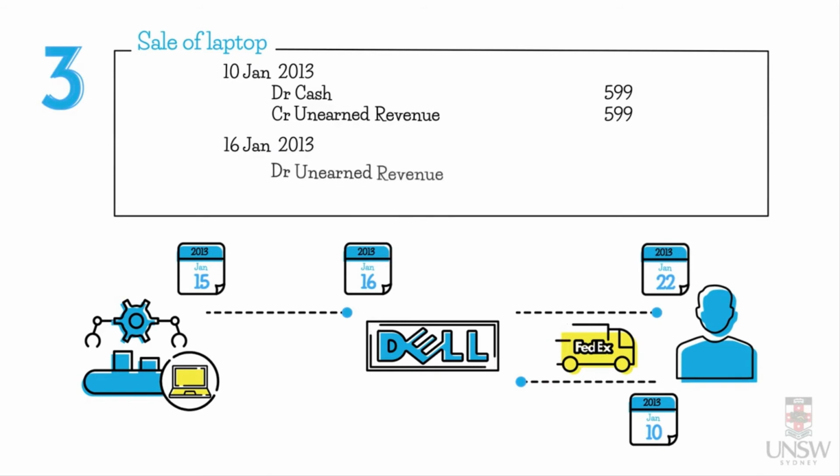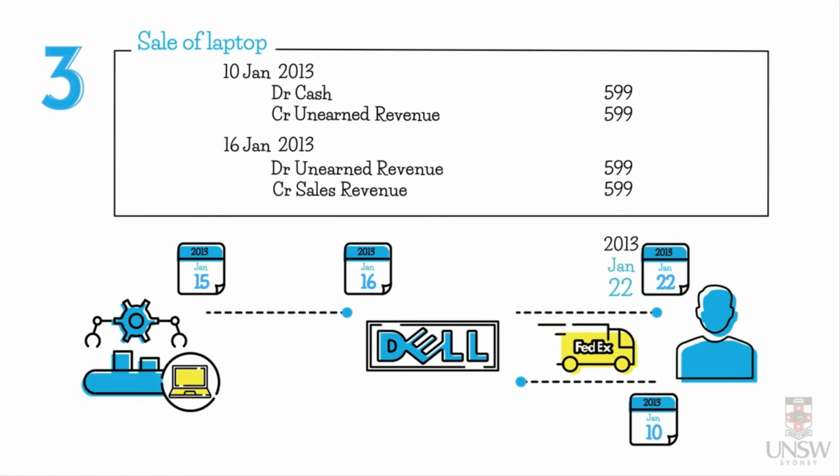So you would debit unearned revenue $599 and credit sales revenue $599 to record the recognition that you've earned that revenue. Alternatively, you could make an assumption that Dell is ultimately still bearing the risks and rewards until the product is actually delivered to customers. If you made that assumption, then the date for that journal entry would be the 22nd of January.